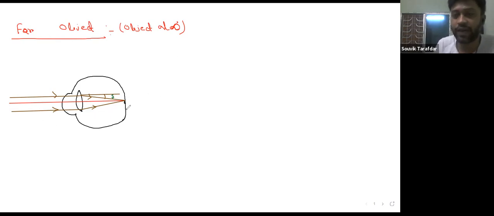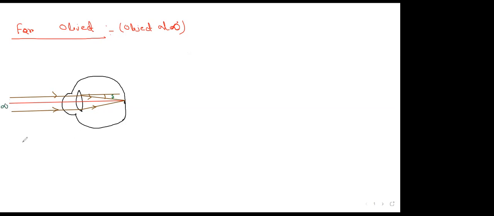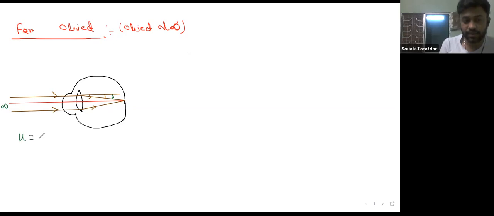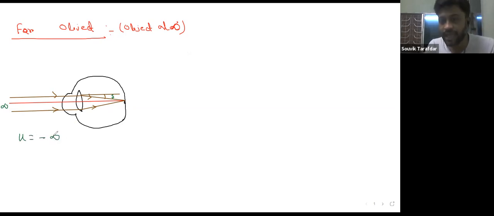Now let's do a numerical, using the lens formula, like we have done before. You tell me one thing: here, the object is coming from where? From infinity, correct? So what is the object distance? Infinity. Minus infinity, minus, because it is on the left-hand side of the lens.